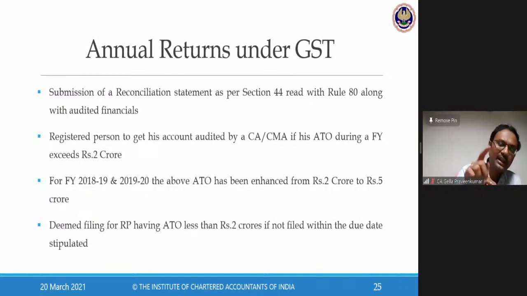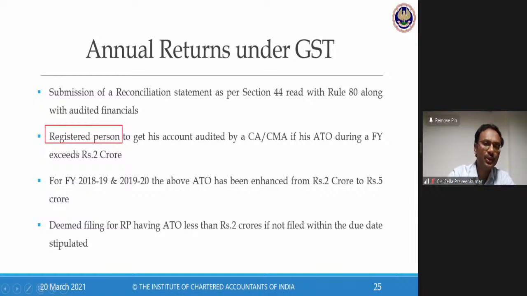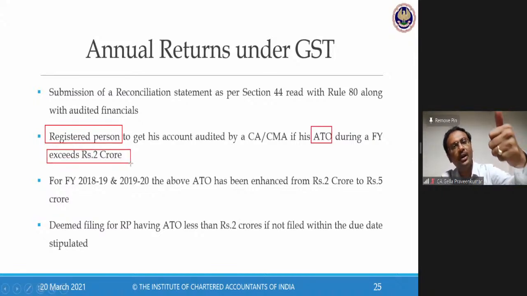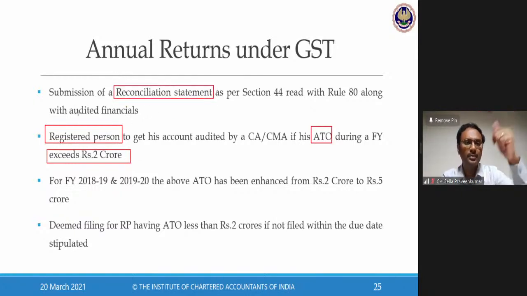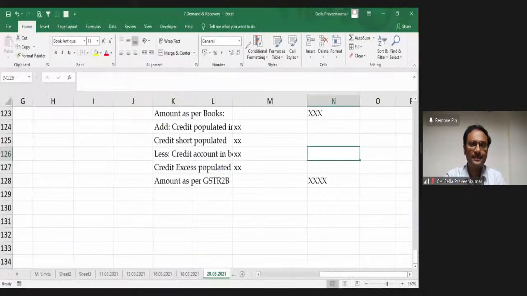Now, this is a whole aspect which is tested in your examination. What do they say? Any registered person whose turnover exceeds 2 crore, any registered person whose aggregate turnover exceeds rupees 2 crore should file annual return GSTR 9. Along with that, a reconciliation statement called 9C, and the books of account should be audited. Let me come back to my Excel file to explain this aspect carefully once again.